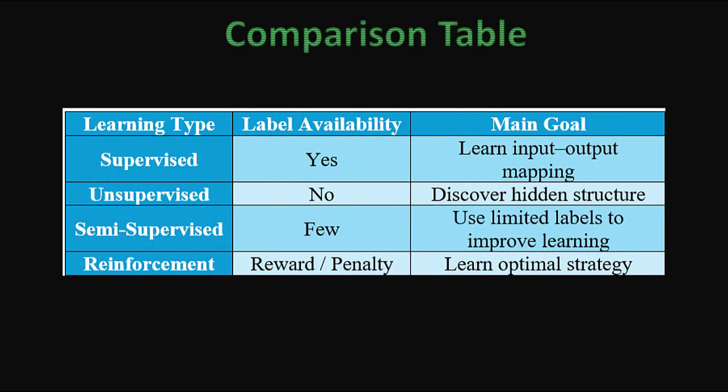Now this is a comparison table. On the left side, we have the learning types. In supervised learning, the label is available, and the main goal is the mapping between input and output. In unsupervised learning, there is no label available, so the main goal is to discover the hidden pattern. In semi-supervised learning, few labels are available, and we have labeled as well as unlabeled data, so the main goal is to use limited labels to improve learning. And finally, we have reinforcement learning. Here we don't have labels, but we have reward and penalty in the form of feedback. So the main goal is to learn the optimal strategy, the best possible.